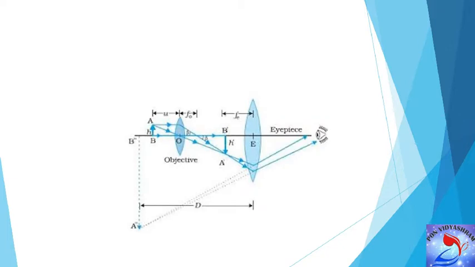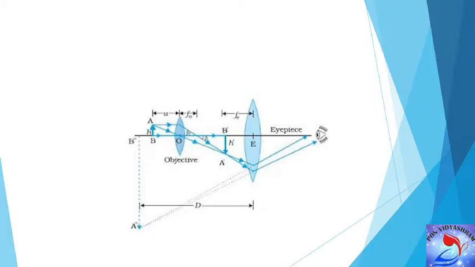Let's now see the image formation in a compound microscope. In a compound microscope, we have an objective and the eyepiece. The object which is to be viewed is placed near the objective. You can see the small size of it, that is AB. The height of the object is H.